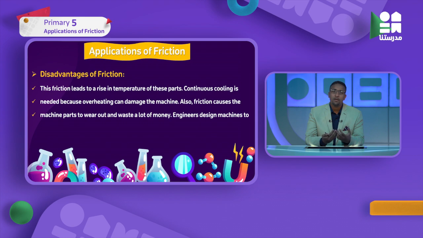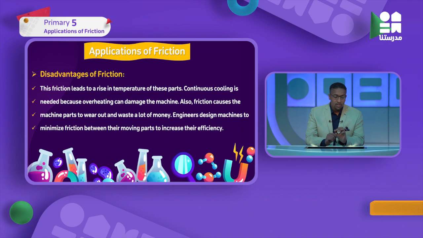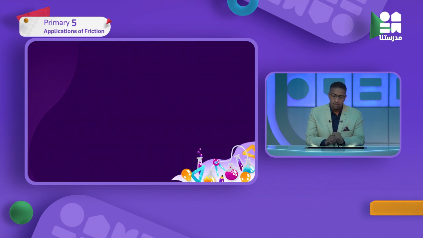بيعملوا ايه الانجينير؟ بيعملوا design للماشينز to minimize friction between their moving parts to increase their efficiency. عشان يعلوا كفاءة الماشين بيصمموها بحيث ان الفريكشن between parts of machine تكون قليلة جدا جدا جدا.